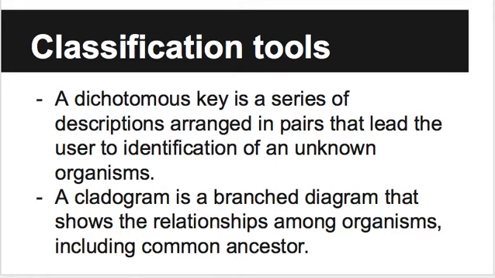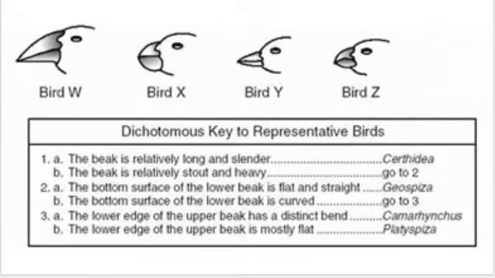Classification tools. We have two different types of classification tools. A dichotomous key is a series of descriptions arranged in pairs that lead the user to identification of an unknown organism, while a cladogram is a branch diagram that shows a relationship among organisms, including common ancestor. So this is a very, very short dichotomous key.